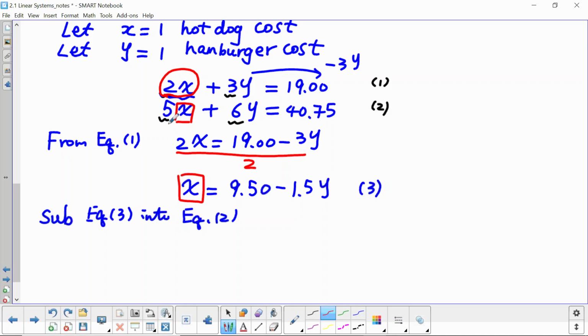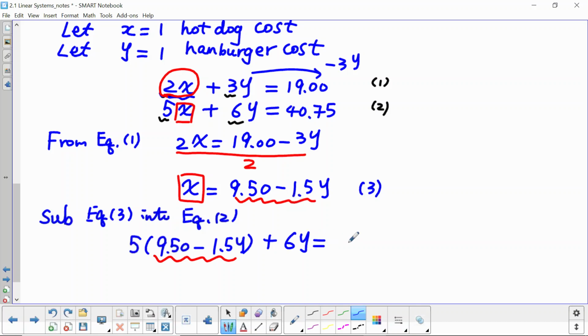The number 5 at the front will stay. So 5 bracket 9.5 minus 1.5y. So you see this is substituted for x. Then after that, we just copy all the other parts of this equation. Plus 6y equals 40.75.